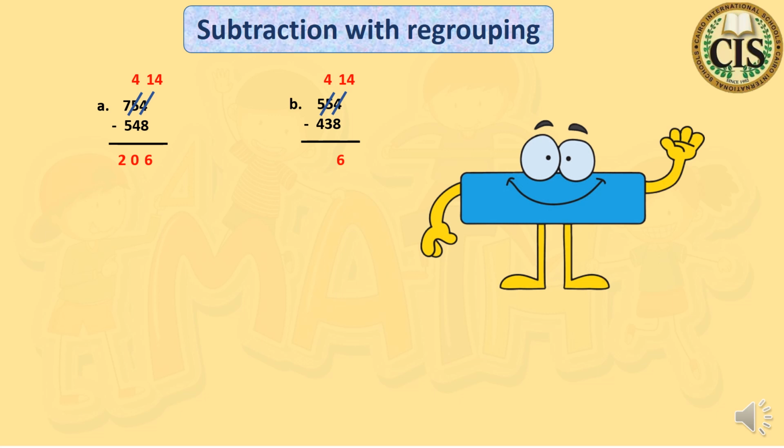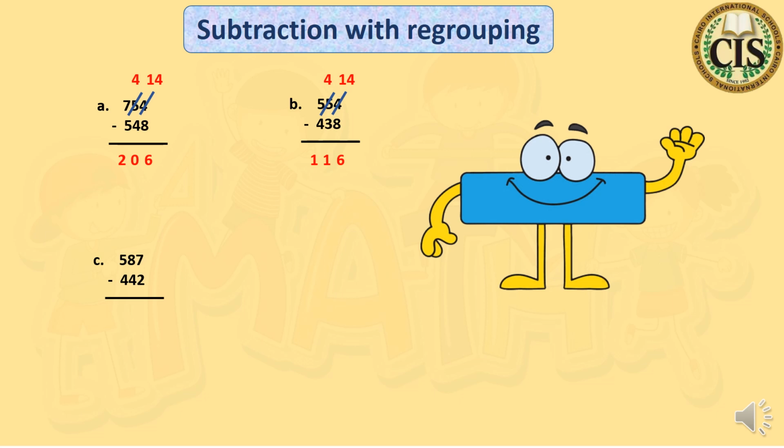4 minus 3. Do we have more on top? Yeah, 4 is greater. After 3, 4. So 4 minus 3 equals 1. 5 minus 4. Do we have more on top? Yeah. 5 minus 4 equals 1. Now it's easy.